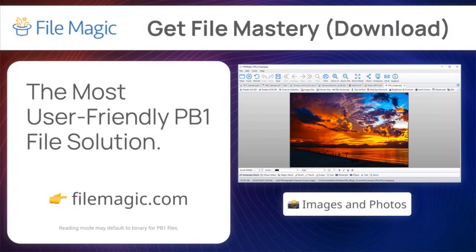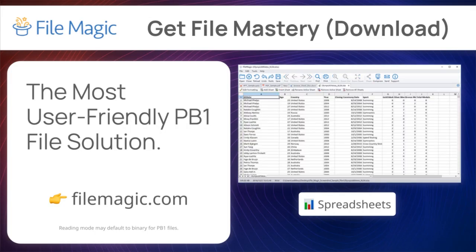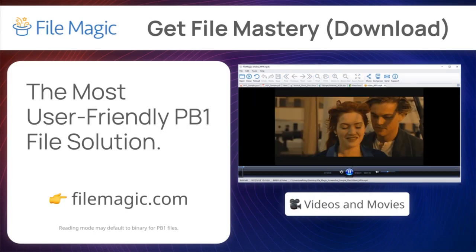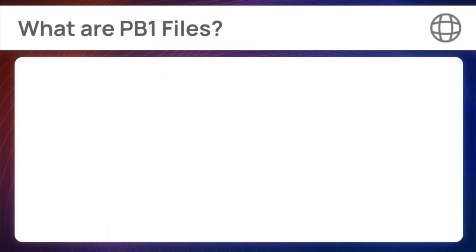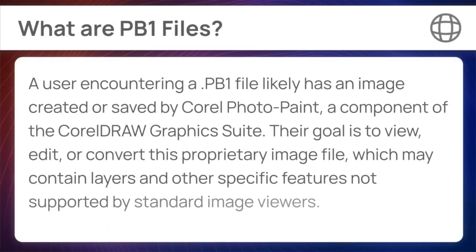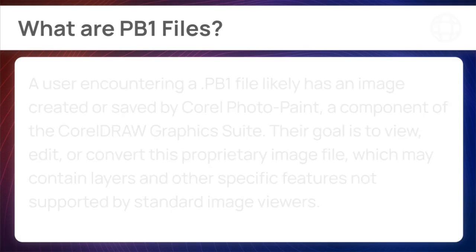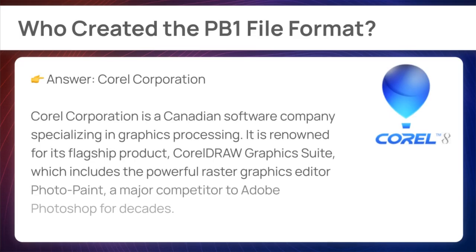We will talk about a powerful third-party PB1 file inspection utility that extends its support to hundreds of different file types. A user encountering a PB1 file likely has an image created or saved by Corel Photo-Paint, a component of the CorelDRAW Graphics Suite. Their goal is to view, edit, or convert this proprietary image file, which may contain layers and other specific features not supported by standard image viewers.